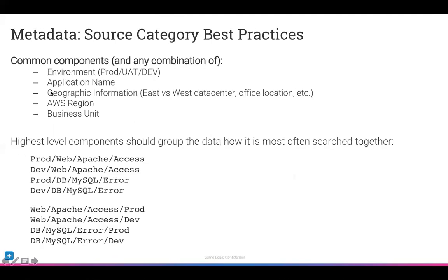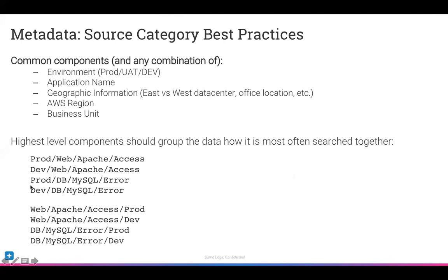So what are the common components that we see in customers? They'll use the environment, they'll use an application name, they might use some geographical information. For example, there are different data centers, maybe their AWS region if they're an AWS customer. It could even be a business unit. So anyway, what you can use here is anything that helps you separate your data, maybe even by different teams in your organization. And now the key thing is there is no right or wrong way of doing it. It really depends on your data.